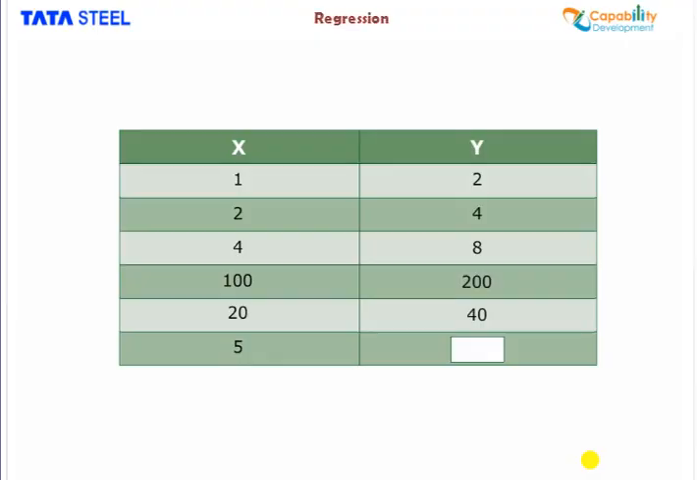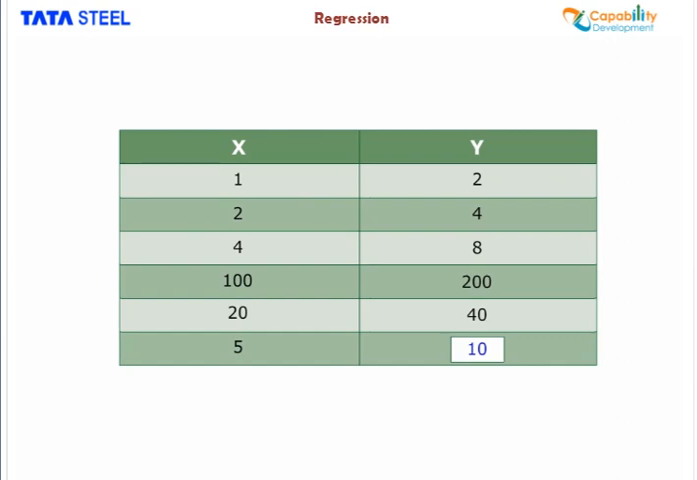Consider this puzzle. Given the values of x and y as 1, 2; 2, 4; 4, 8; 100, 200; and 20, 40, what is the value of y when x is equal to 5? Are you finding it very simple? Observe that for every pair of x and y, the relationship is coming as y is equal to 2x. Therefore, if the value of x is 5, then y is equal to 10.